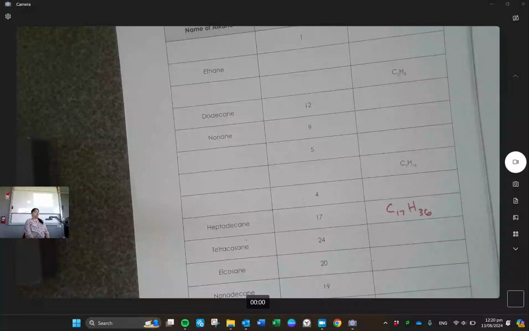Really important for level 3 chemistry when we do spec to look at those ratios. So times 2 plus 2 for that guy. And that's our general formula.